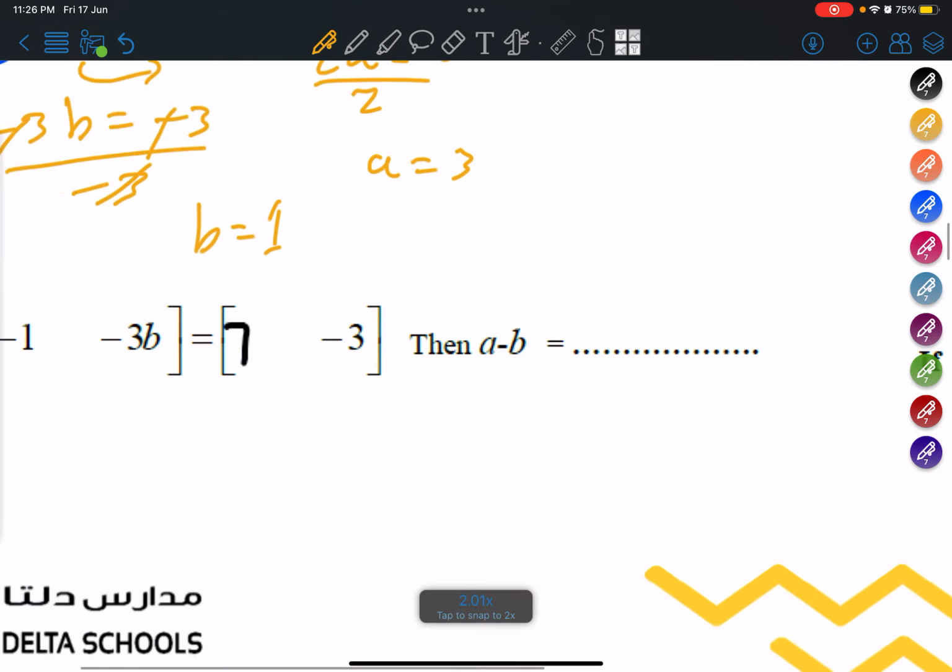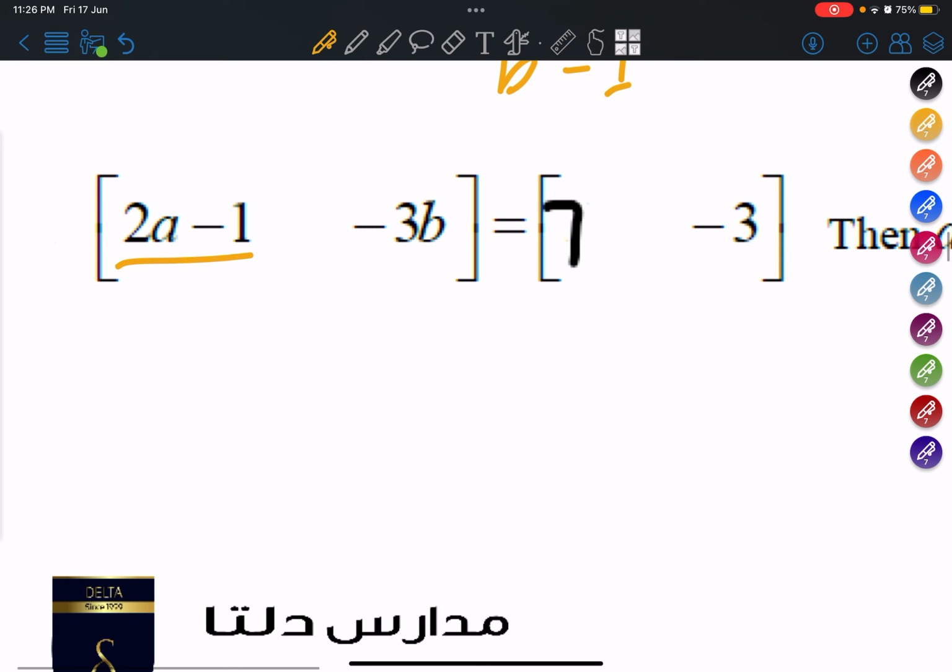We do the same thing here, which is 2a minus 1 equals 7. So here 2a minus 1 equals 7.